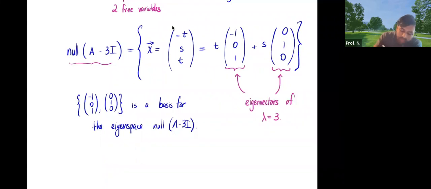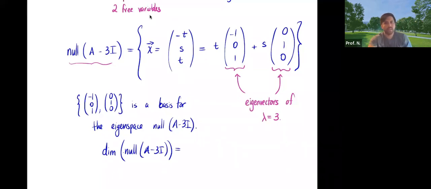So if that's the case, then what's the dimension of the null space of A minus 3I? Well, remember what the dimension is? The dimension is the number of the basis vectors. The number of basis vectors here is 2. So the dimension is 2.